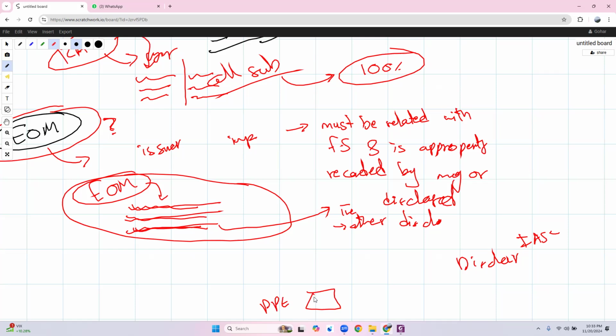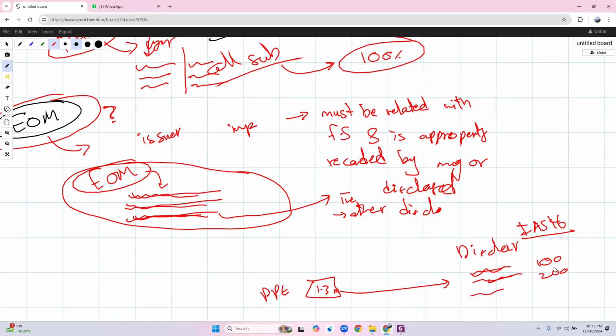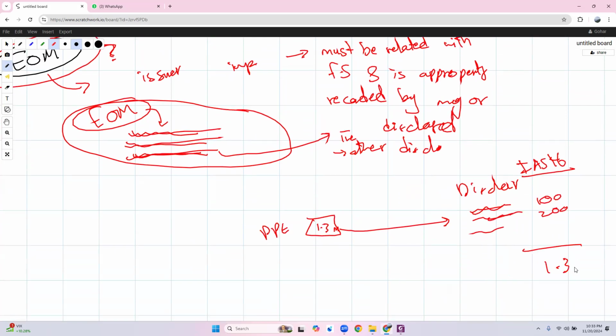For example, the company is recording within its financial position the total PPE balance of 1.3 million, let's suppose. Now, there is a disclosure requirement of IAS 16, and it states that the breakup according to every single asset. We have this asset, the total value is right now 100. We have this asset, the total value is 200. Up till the total balance is 1.3 million, they have to provide this breakup within the disclosure notes.